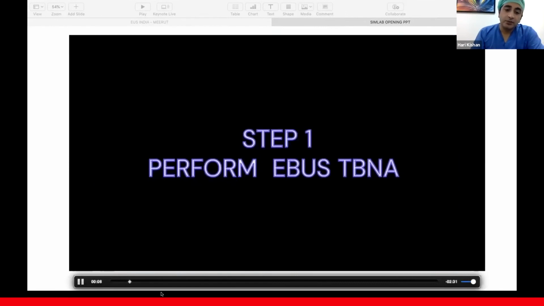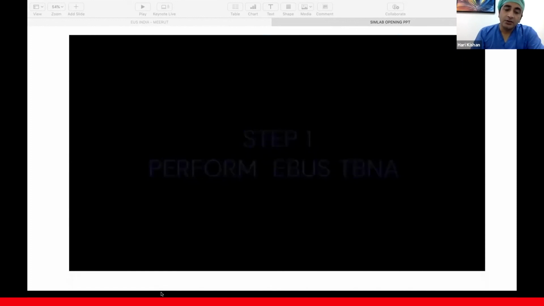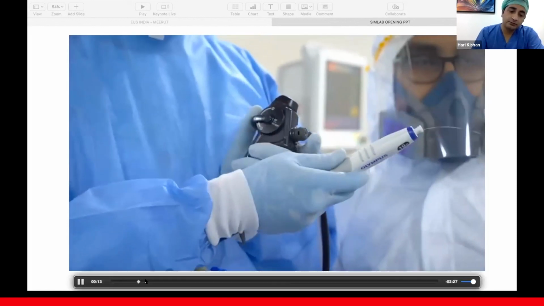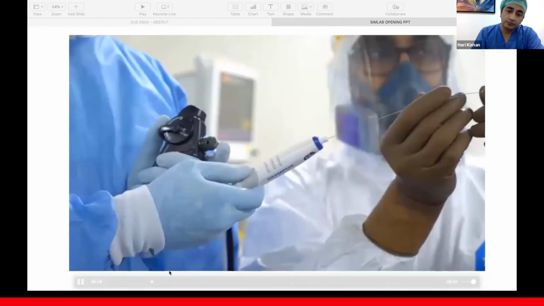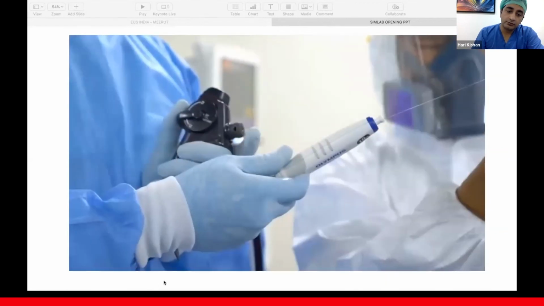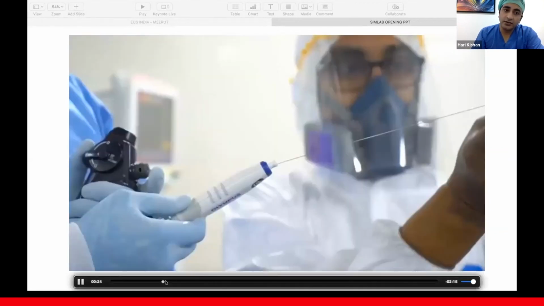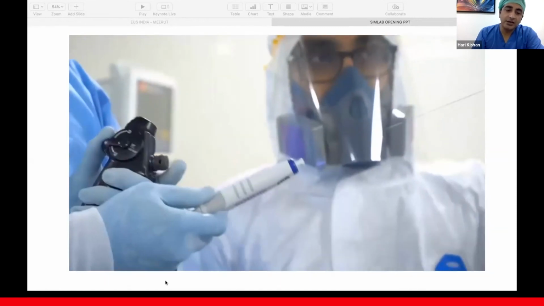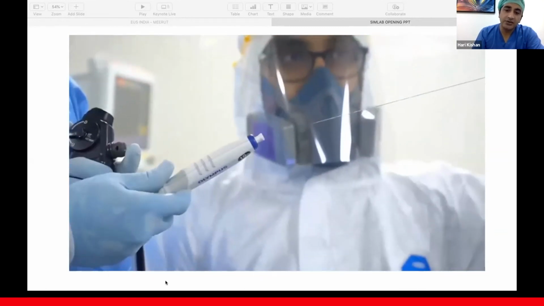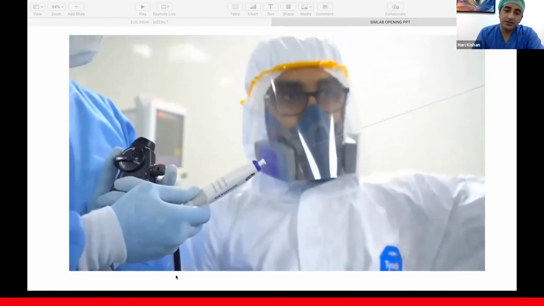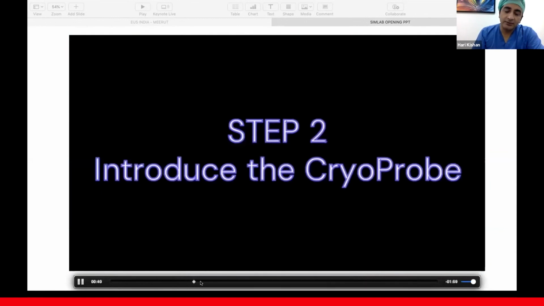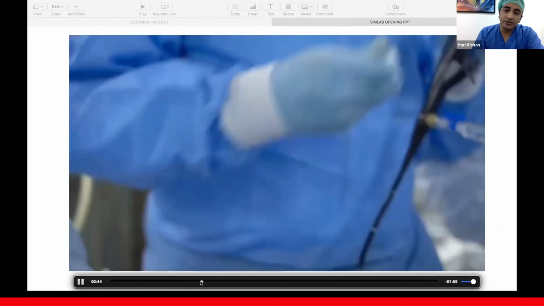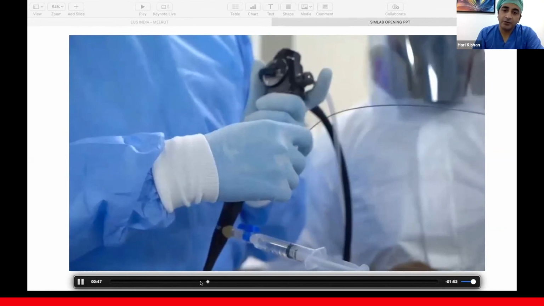So step 1, we perform a conventional EBUS TBNA as per the standard criteria. In a few of our cases, we used a 19 gauge needle, and in some of these 4 cases, we used a 22 and a 21 gauge needle based on the availability on that day. And then we use the capillary pull technique for all the patients. And then step 2, once we finish our EBUS TBNA procedure, we perform a 1.1 mm cryobiopsy.